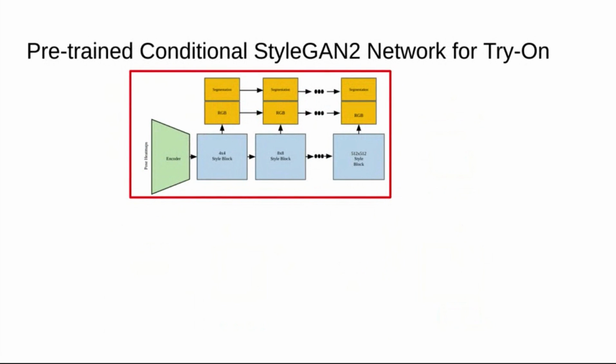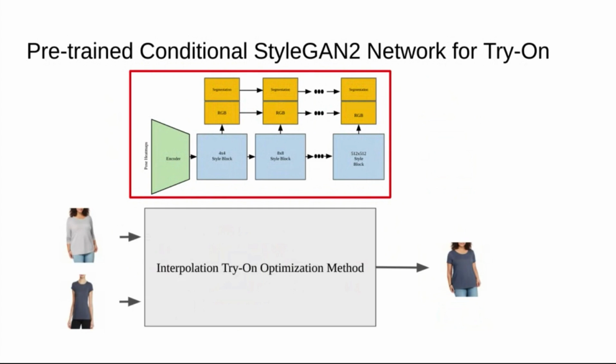Once we have our pre-trained conditional StyleGAN 2 network in red, we build an optimization network on top of it to achieve try-on. Our optimization method takes in latent representations of a pair of images corresponding to the person and try-on garment. We use the weights from our pre-trained network to learn an optimization. We run the optimization for 2,000 iterations and then end up with the final try-on image. Next, I'll go into detail about how the optimization works.